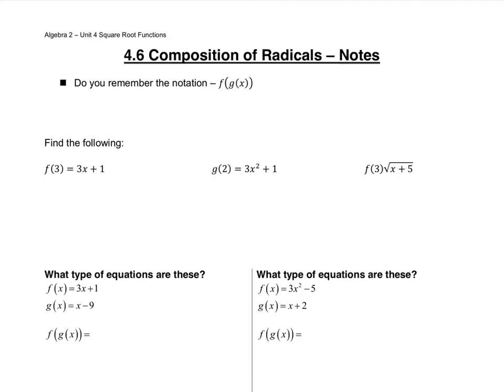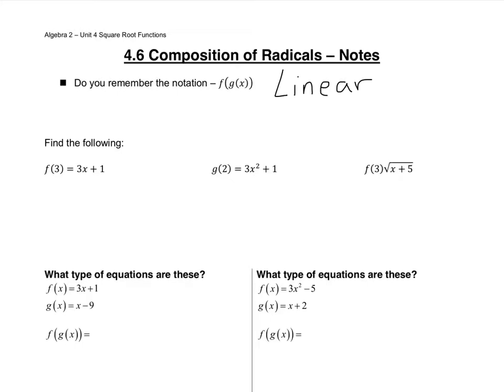This lesson will be about 4-6, composition of radicals. Now, you might be familiar with this term, f of g of x. Remember when we were talking about going from the inside to the outside. Now, we did this in linear functions. Today we're going to do the same concept, but we're going to be working with two different functions, which are quadratic and radicals. So let's start.